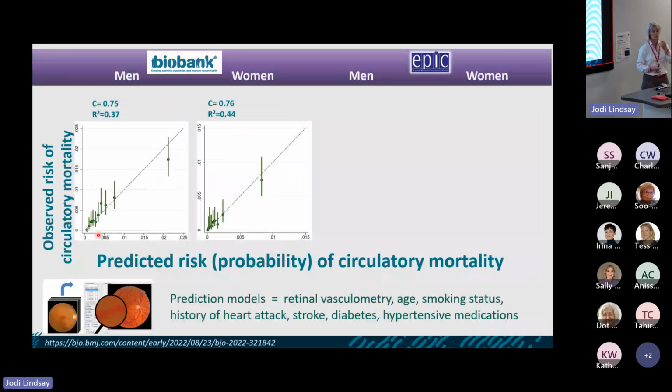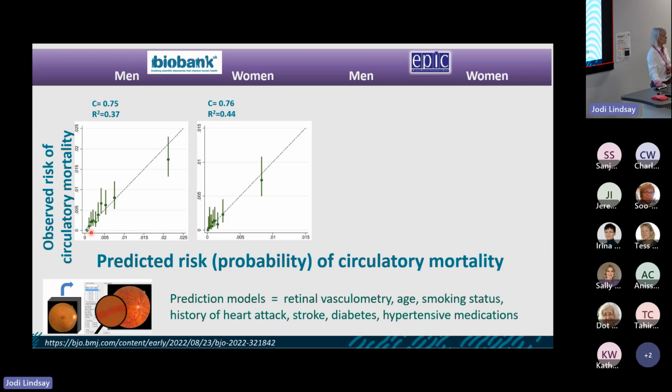So now I'm going to go towards risk prediction. We used UK Biobank to develop our models, and then we validated them in the EPIC Norfolk cohort, which is about 5,000 individuals. And again, these graphs repeat. So on the horizontal axis is the probability that we would predict of a circulatory mortality for individuals grouped into deciles of risk. And on the vertical axis is what we actually observed in these individuals about 7 years later.